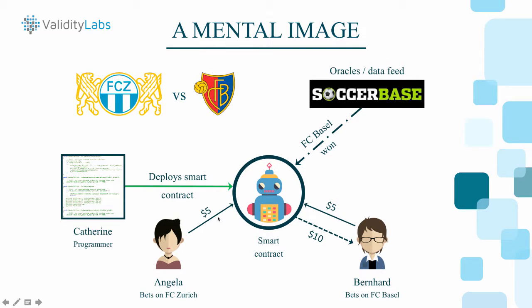Angela and Bernhard transfer, say, $5 to the smart contract each. The smart contract receives the outcome of the football match after 5 days. Based on its internal code and logic, it sends $10 to Bernhard if FC Basel won and $10 to Angela if FC Zurich did. It is important to note that the smart contract depends on an oracle or data feed to tell it about the result of the football match. So here we see that a simple financial agreement such as a football bet can be represented as a computer program and executed on a blockchain.